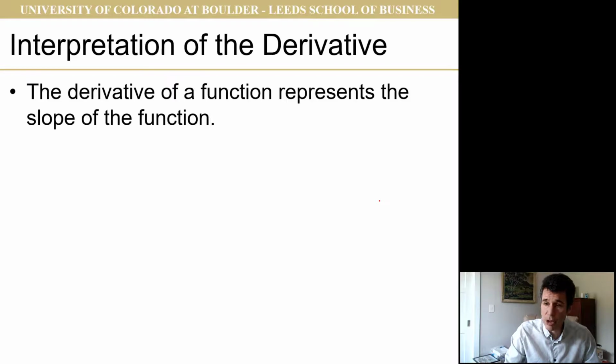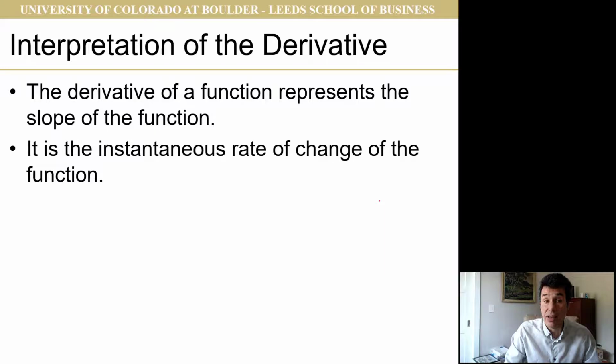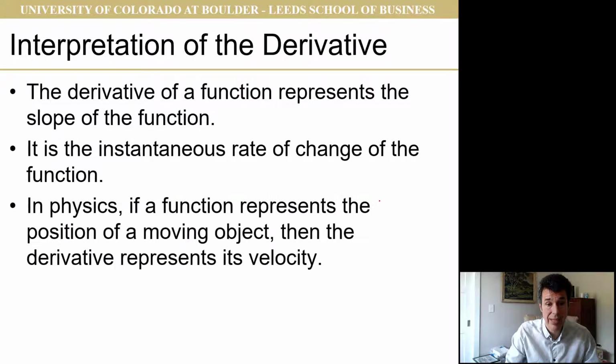Okay, three interpretations. Again, they all roughly mean the same thing. So first, the derivative of the function represents the slope of that function at some point. It's known as the instantaneous rate of change of the function. And finally, in physics, we won't use this, but in physics, if a function represents the position of a moving object, then the derivative represents its velocity.